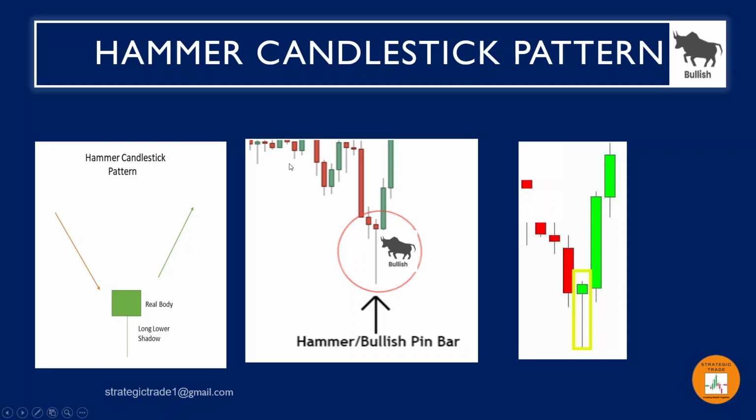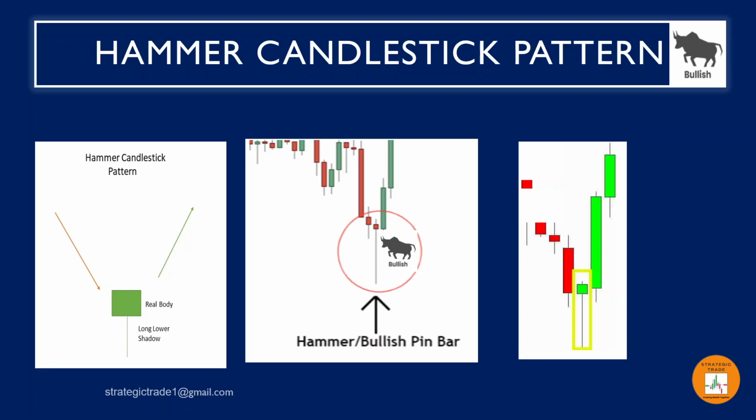Before forming the hammer candle, the direction should be a downfall. There should be a minimum of 4 to 5 candles, at least 5 candles in the downfall direction. After the downfall, there should be a formation of the hammer candle. In the hammer, the real body should be small, and the wick should be a minimum of 2 to 3 times the body. Then only can we call it a hammer.